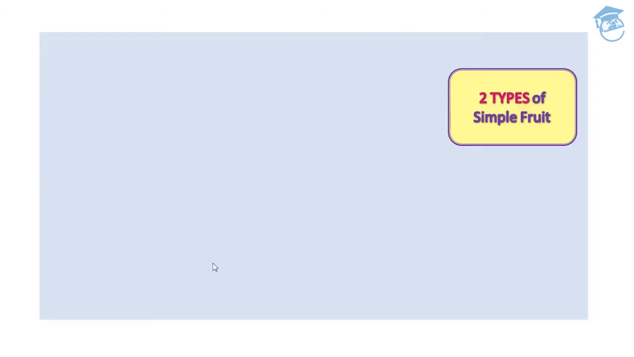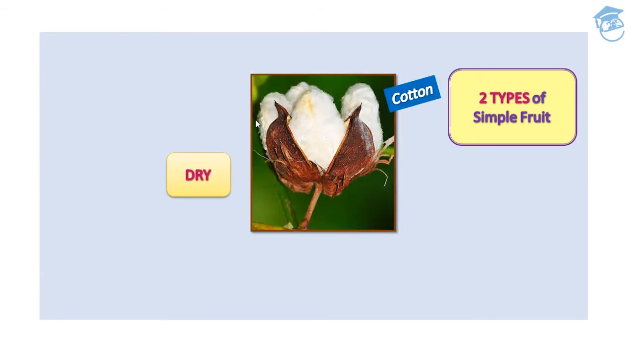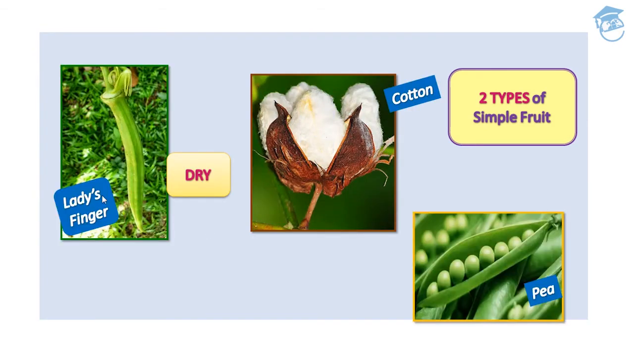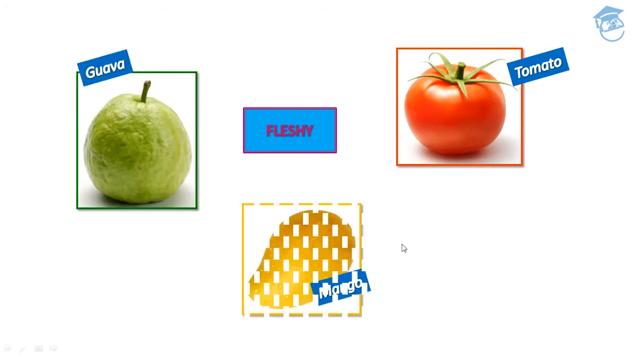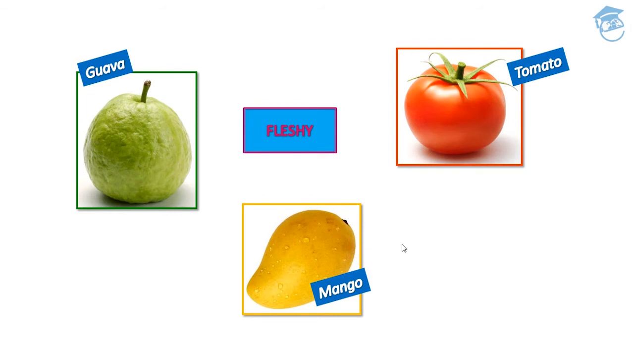And there are again two types of simple fruits, students. One is dry, in case of cotton, as you can see, and ladyfinger, pea. So these were the dry fruits. Now we'll talk about the fleshy fruits, students, such as tomato, guava, and mango. Okay, so these are the fleshy simple fruits. Simple fruits are of two types, dry and fleshy. Dry, we have seen cotton, ladyfinger, and pea, and in fleshy we have guava, tomato, and mango.